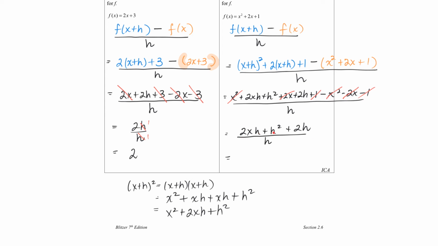Okay, so we're well on our way, but the last thing we need to do is simplify this. And I notice that there is an h that is a common factor to all the terms in my numerator. So I'm going to go ahead and factor that out. I'm going to have 2x plus h plus 2, all divided by h. And then those are going to divide out, right? And I'm going to be left with 2x plus h plus 2, which is the simplified version of the difference quotient for this quadratic function.